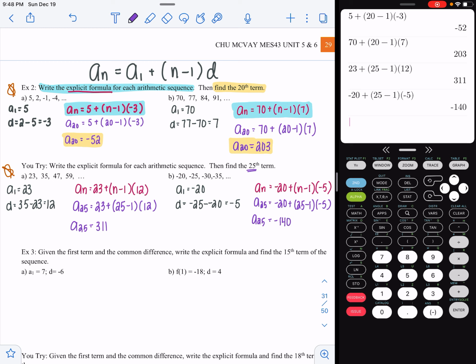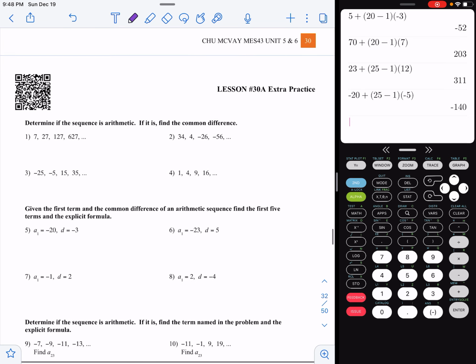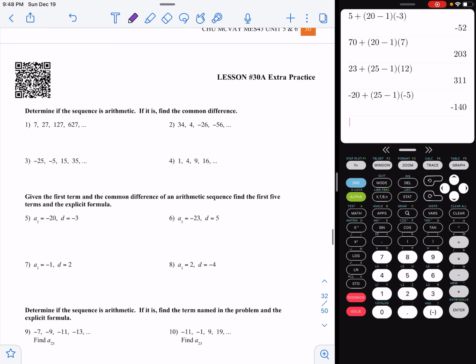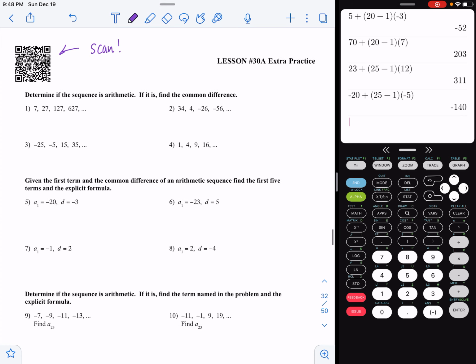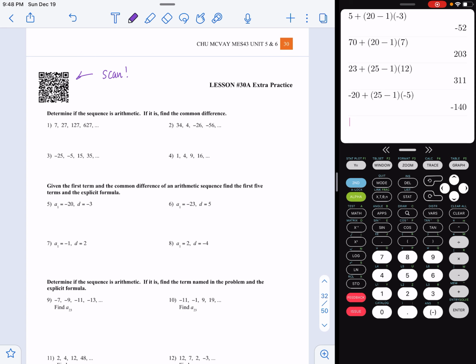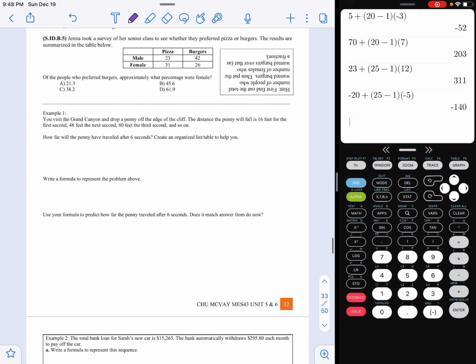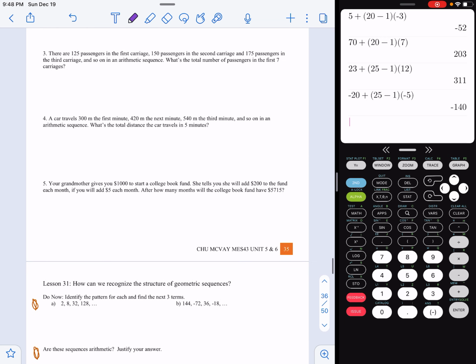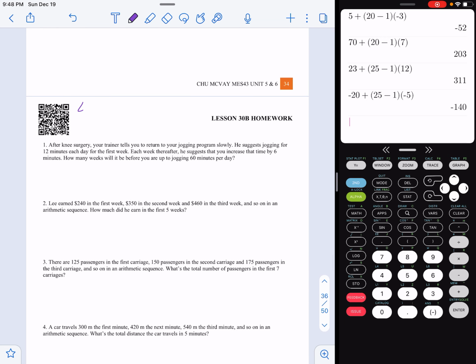Okay, let's keep going and see what else we covered last week. There is extra practice on page 31, okay? So you guys can scan this QR code using your phone, and it'll link you to a video that goes over this extra practice page in case you need it. We also did some word problems last week. I'm not going to go over them, but on page 35, again, you can scan this and it'll go over the word problems with you.